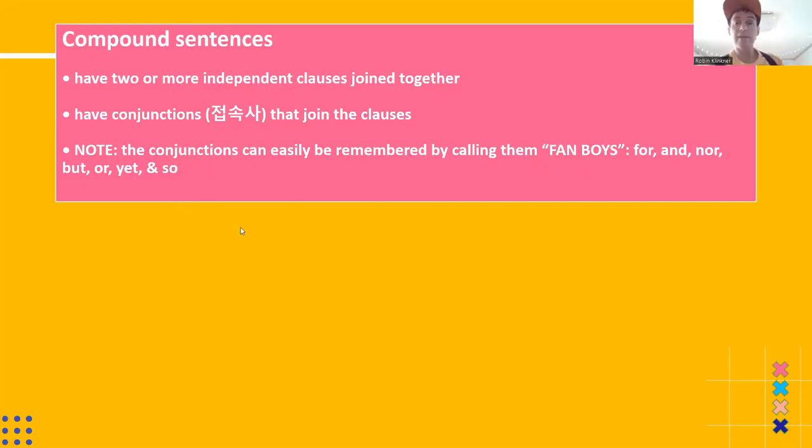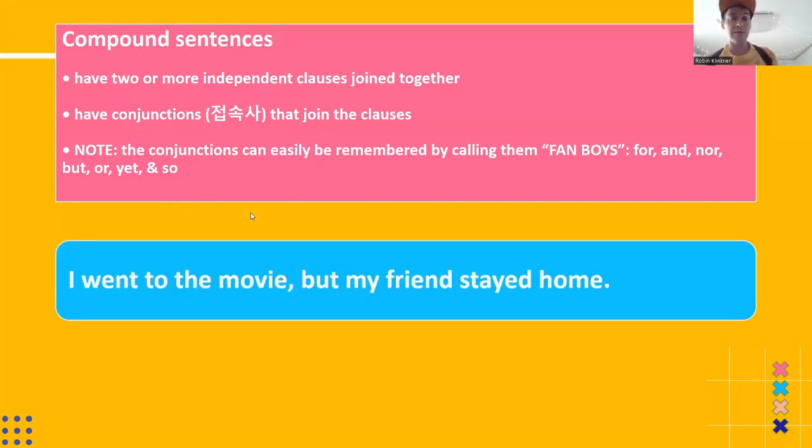So let's take a look at some examples of compound sentences. I went to the movie. That's an independent clause. That's a complete thought. My friend stayed home. That's an independent clause. That's a complete thought. We can combine them using but. I went to the movie, but my friend stayed home. So this is a compound sentence.